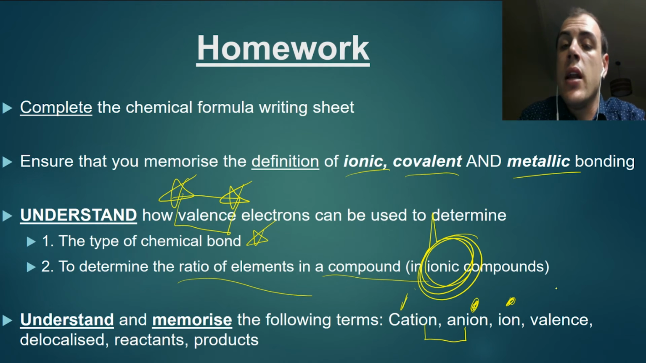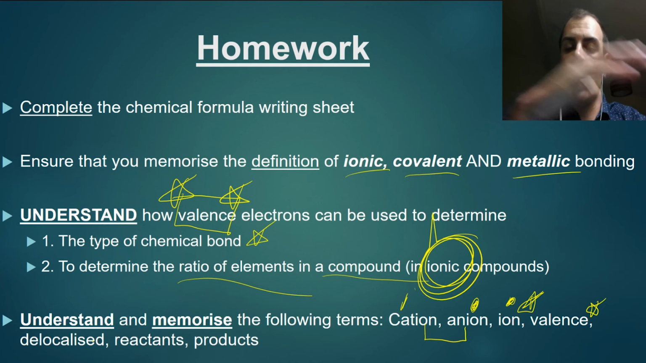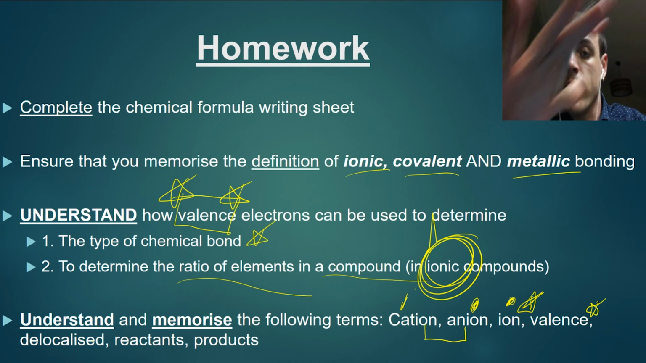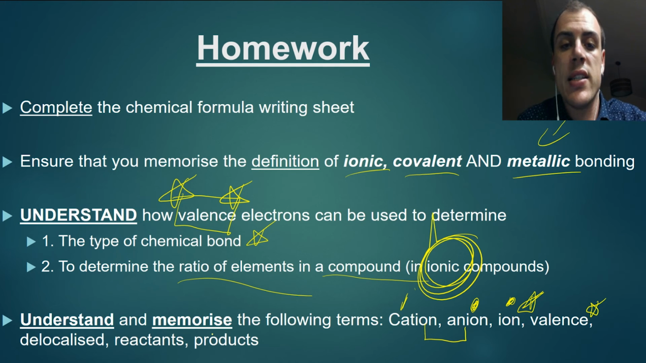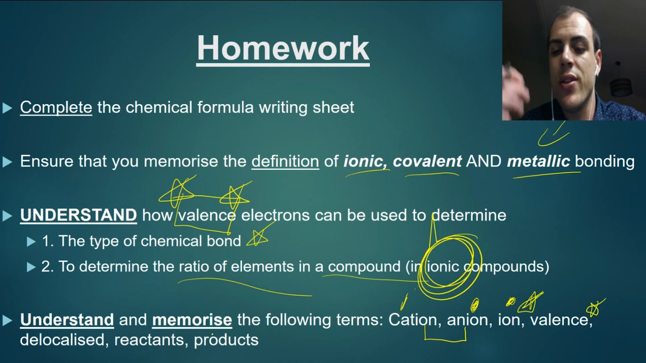Valence simply refers to the number of electrons in the outermost shell. Now we've got delocalized, okay, that simply means that it's not stuck to one nucleus, it's able to flow through, and we saw that with our metallic bonding. We have our reactants and our products. So remember that the reactants react to produce the products.